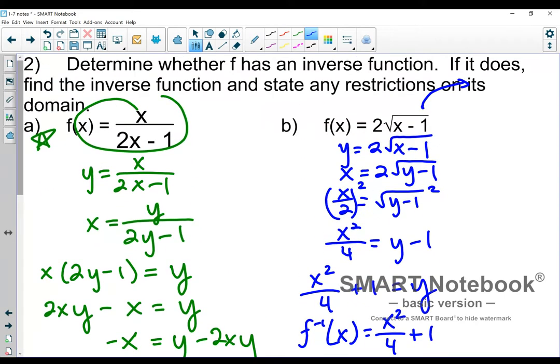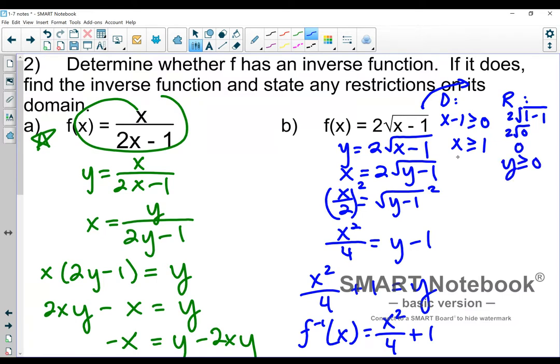So I'm going to go back to the original, and I'm going to find my domain and range for my original. And then I know that the domain and range of my answer is going to be swapped. So my domain is x minus 1 greater than or equal to 0, because the part inside my square root has to be greater than or equal to 0. That means x is greater than or equal to 1. So then my range, if I put a 1 in, 2 times square root of 1 minus 1, 2 times square root of 0, which is just 0, my range would then be y is greater than or equal to 0. So if x is greater than or equal to 1, y is greater than or equal to 0.